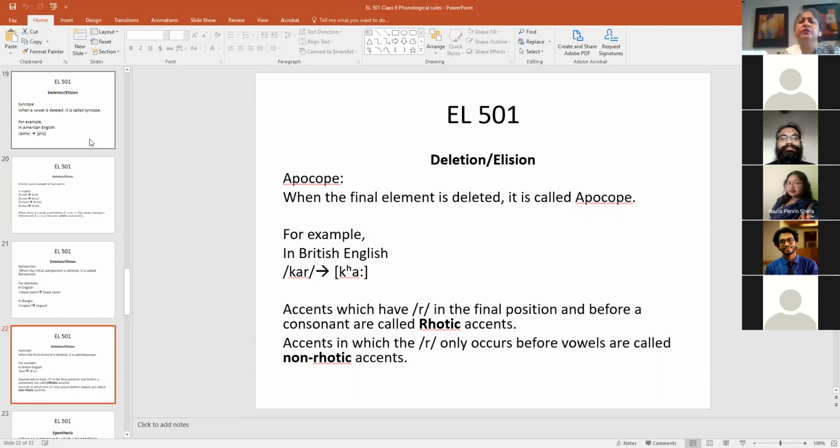Now I am going to talk about one thing that is going to be important again in the next process when we talk about epenthesis. Accents which have R in the final position and before a consonant are called rhotic accents. So say in American English, you have car, and you pronounce the R, car.